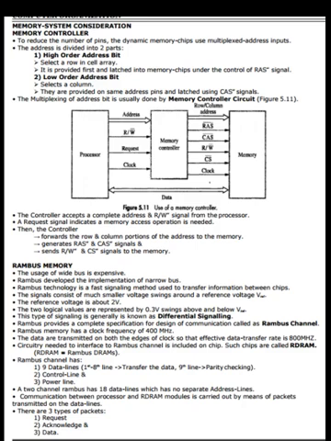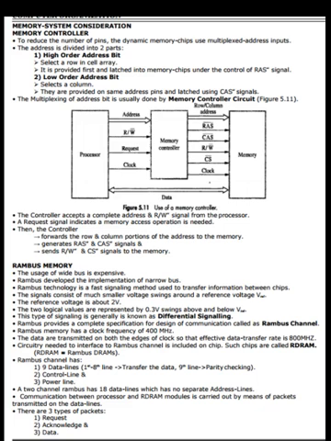Memory system consideration. Memory controller. To reduce the number of pins, the dynamic memory chips use multiplexed address inputs. The address is divided into two parts. High order address bits select a row in the cell array. It is provided first and latched into memory chips under the control of the RAS signal. Low order address bits select a column. They are provided on the same address pins and latched using the CAS signal.